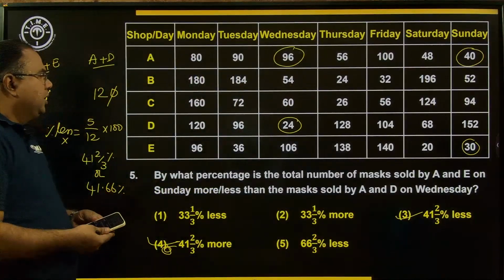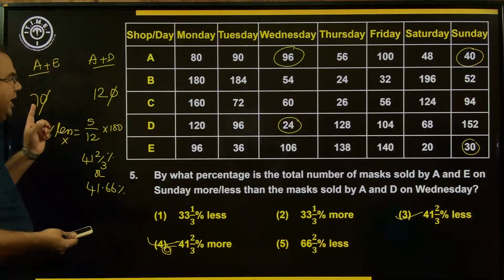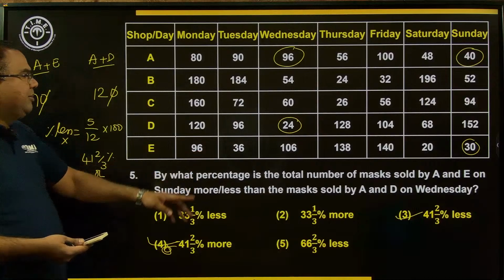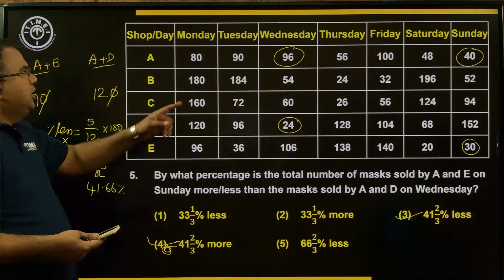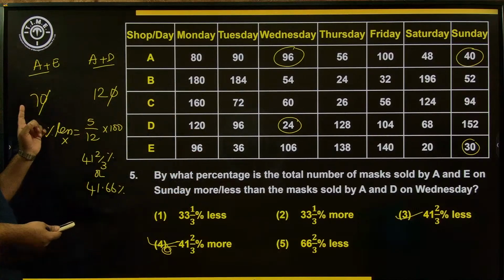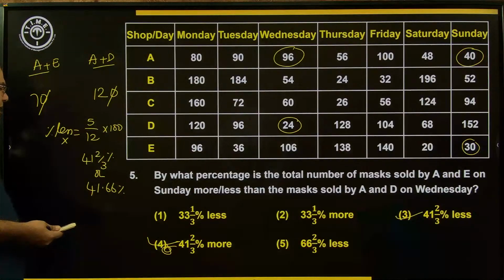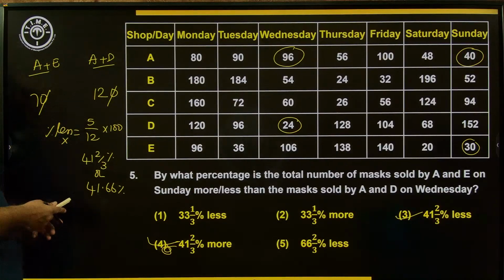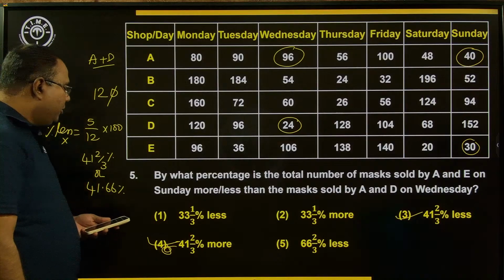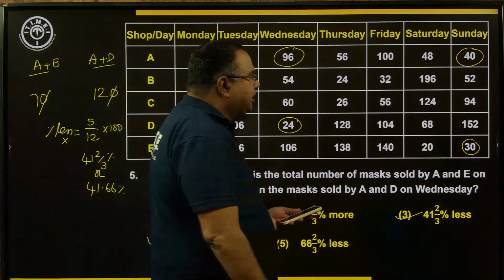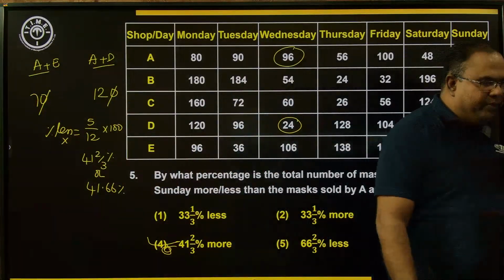Right? Number of masks sold by A and E on Sunday more or less than masks sold by A and D on Wednesday. So it is 120, this is 70. So clearly this is less. So what percentage less? Difference 5 by the larger value 12 into 100. 41 2 by 3% less. So both options are there. You have to be careful. Right? Let's move ahead.